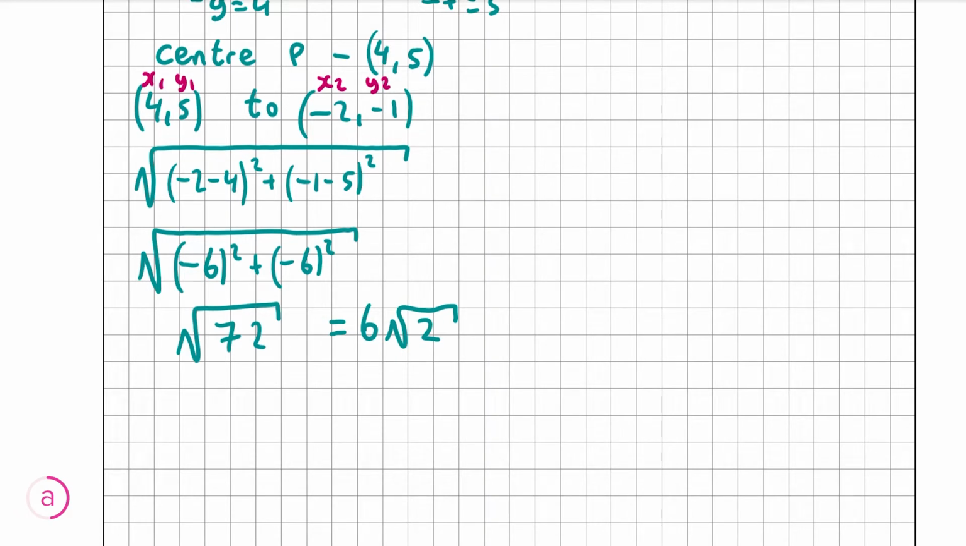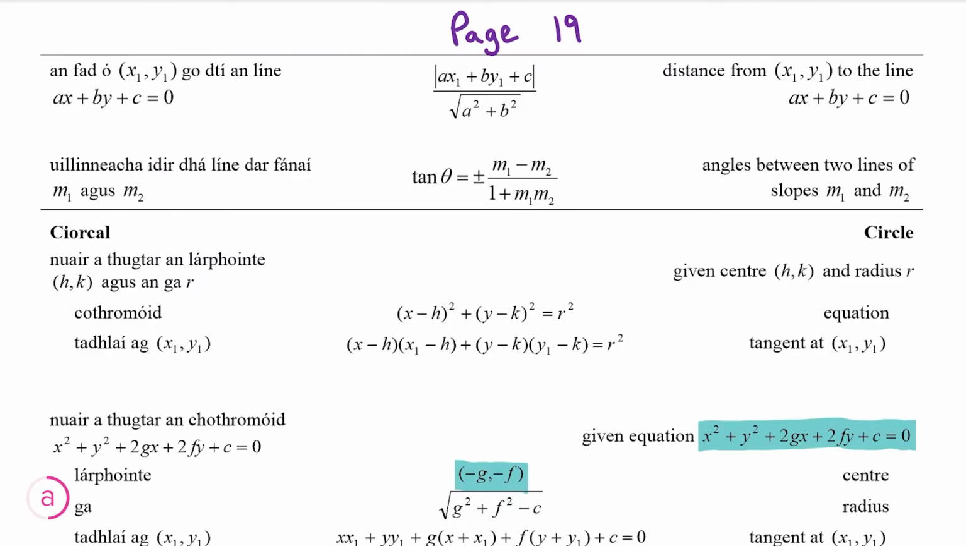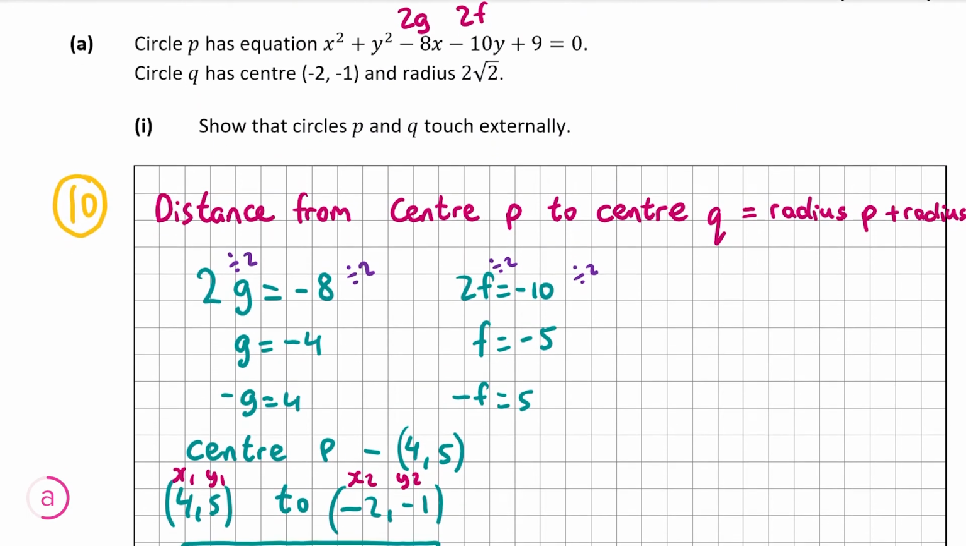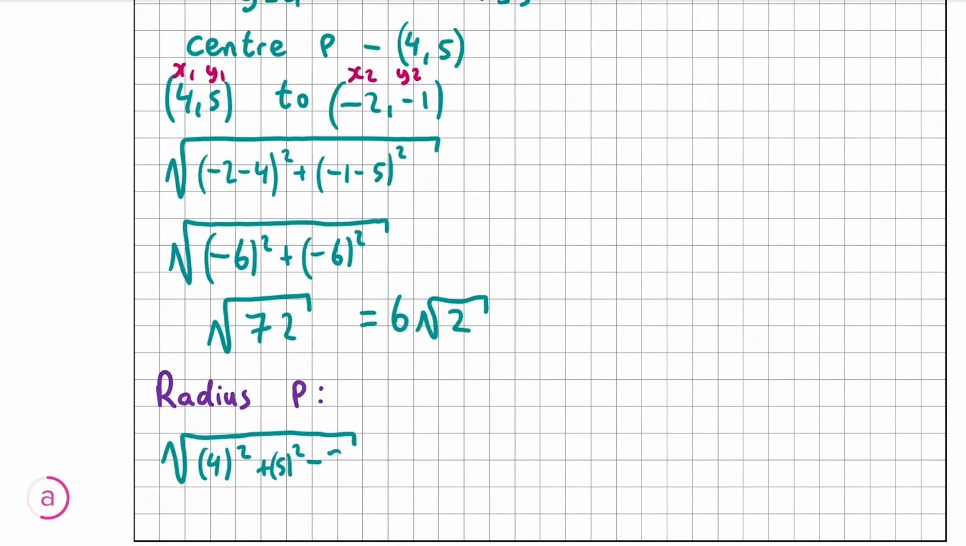Now what we have to work out is the radius of P, and again we have a formula for this. The centre is (-g, -f), however the radius is the square root of g squared plus f squared minus c, with c being the constant in the equation. So let's use this now to work out the radius of the circle P. So it's the square root of g squared, which is 4 squared, plus f squared, which is 5 squared, and then c in our question here is 9. So it's the square root of 4 squared plus 5 squared minus 9, and that's equal to the square root of 16 plus 25 minus 9, which is equal to the square root of 32.